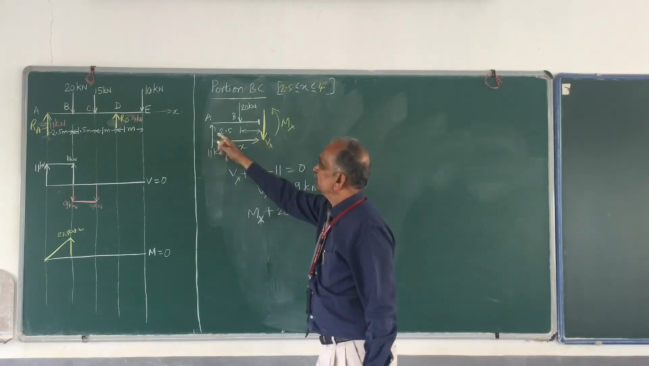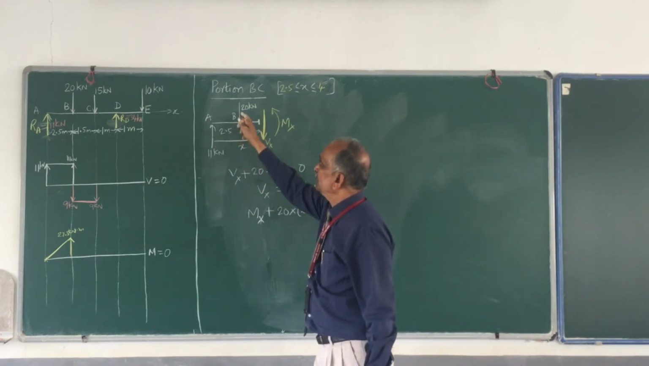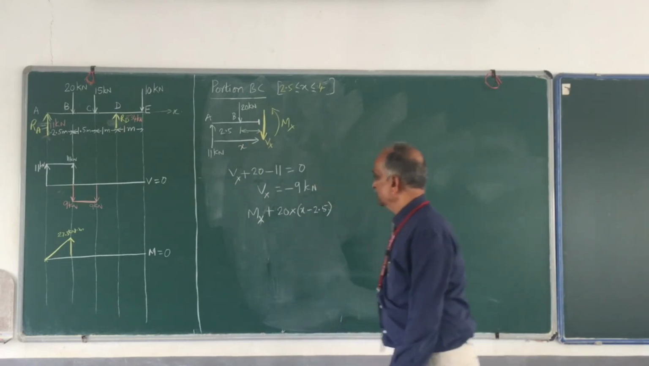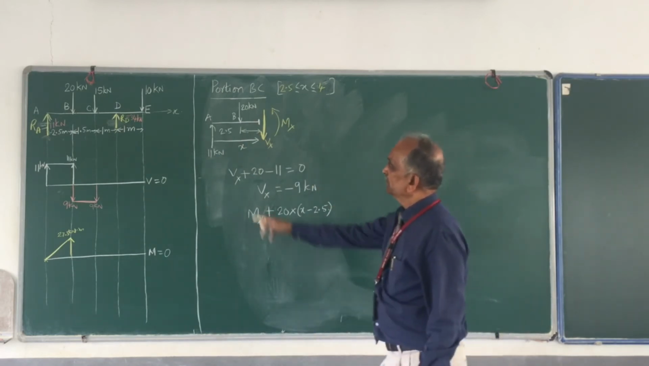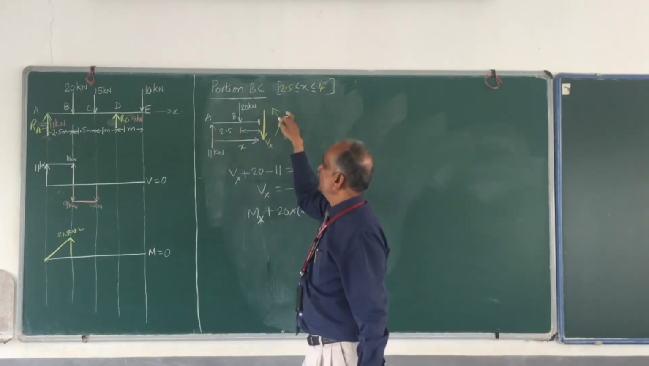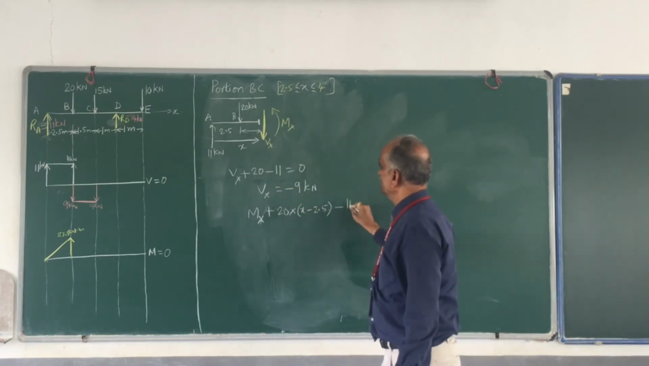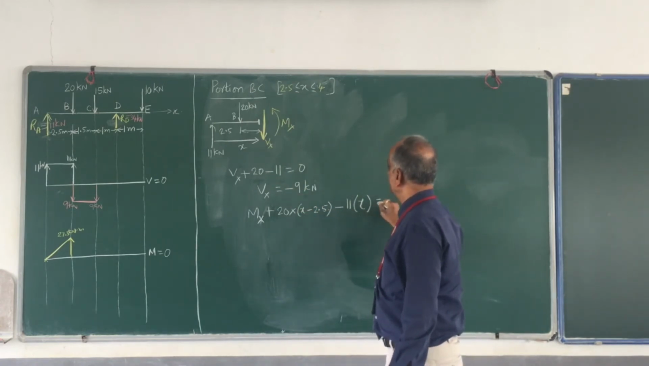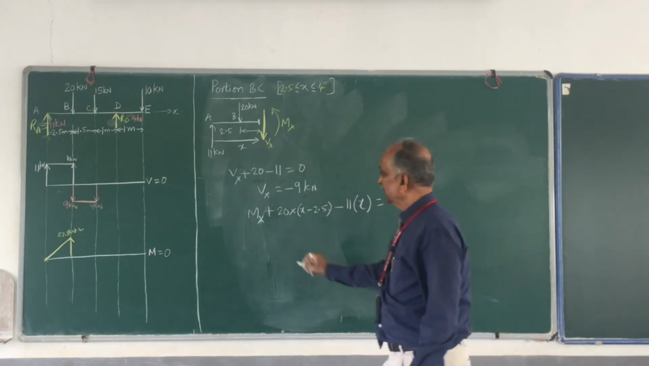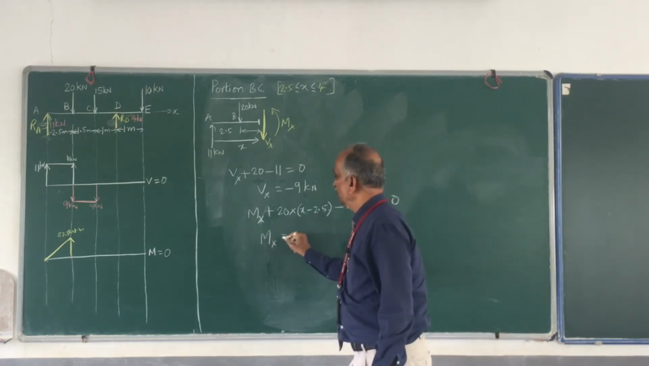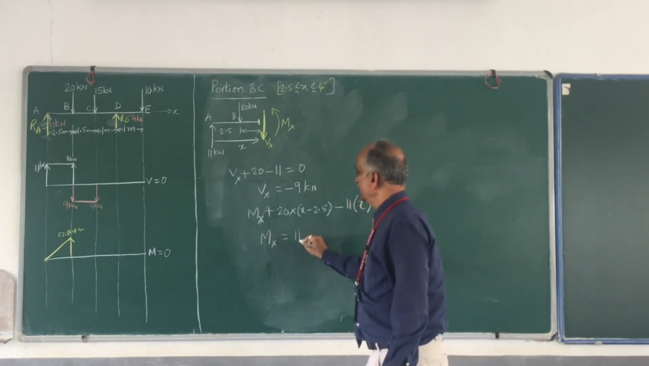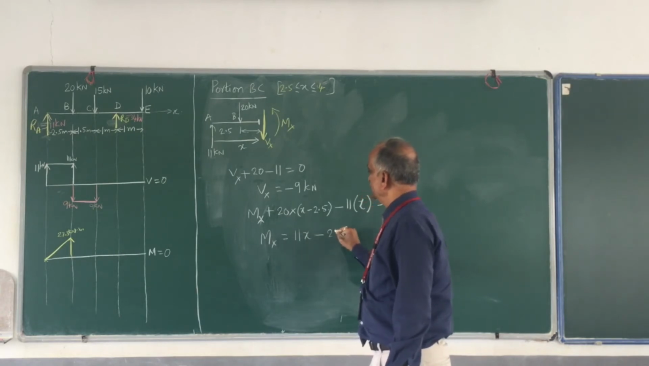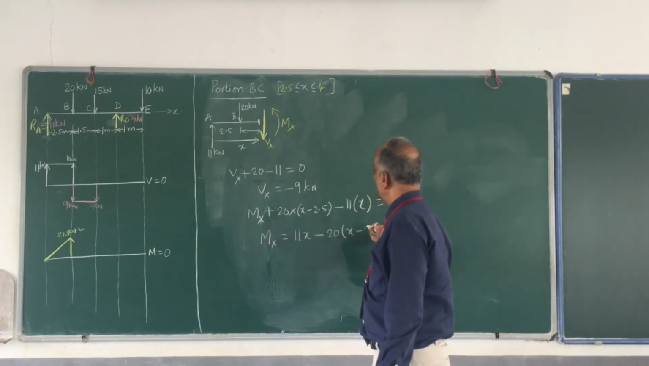This is x, this is 2.5, this distance is 20 into x minus 2.5. Then this 11, it is opposite to this, therefore it is minus 11 into x. This is equal to 0. Therefore, Mx is equal to 11x minus 20 into x minus 2.5.